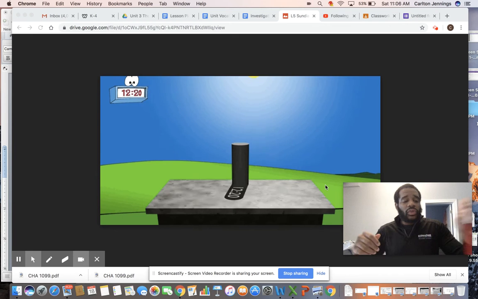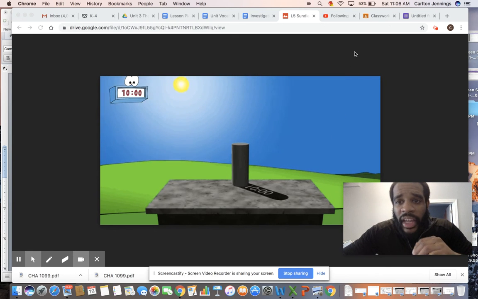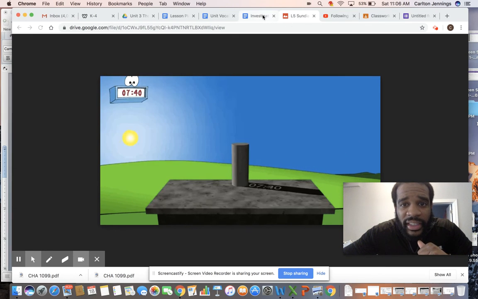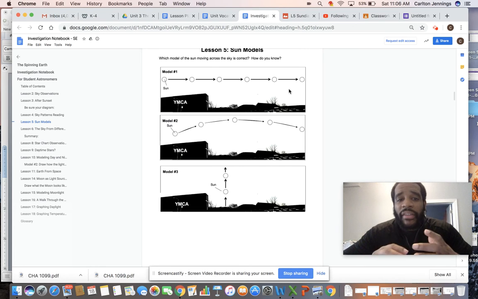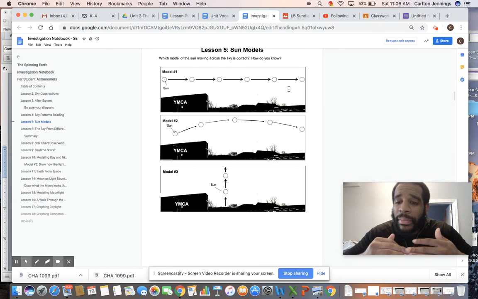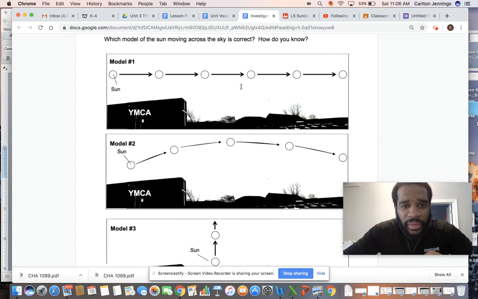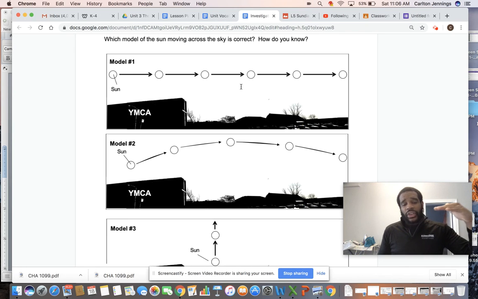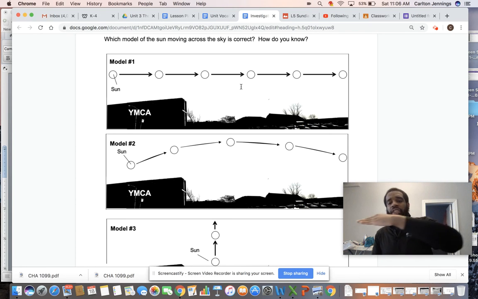So we're going to look at one more thing before we complete our exit ticket. So here, we're going to have three different models we're going to look at, and we're going to have to figure out which model is the best model to show how the sun moves across the sky. So we have model one here. Model one shows the sun moving horizontally, means it's going straight across. The sun's just moving straight across like an airplane, like that.